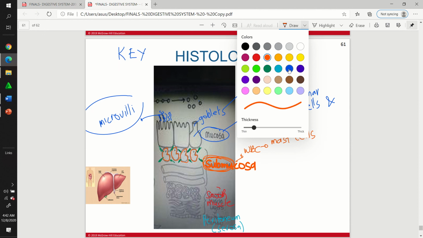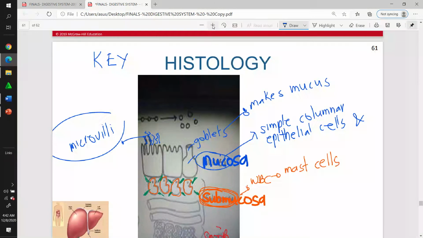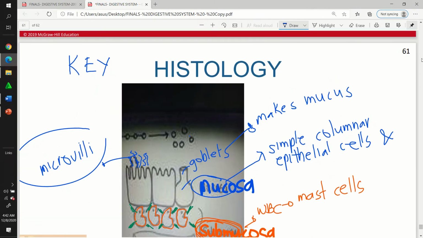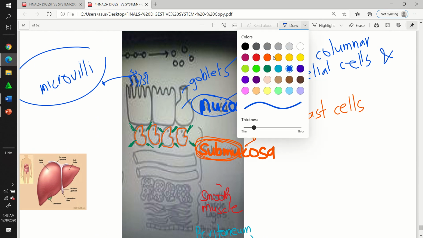Okay, the first layer is what we call your mucosa. The second layer, let me enlarge this figure. There. So we have your layer of your mucosa, we have your submucosa, and then we have the layer of your smooth muscle.